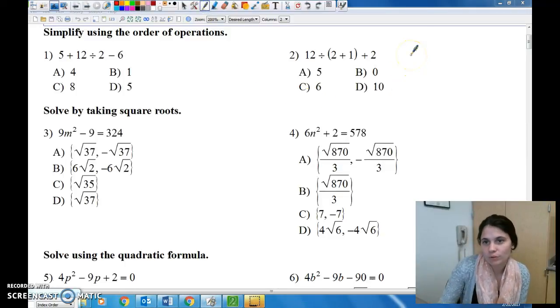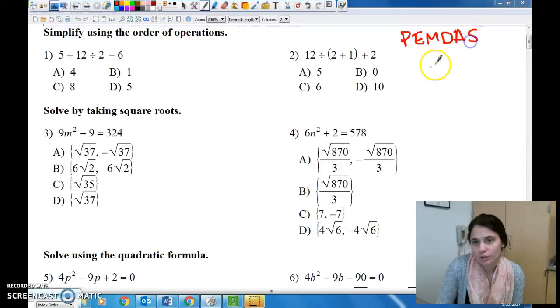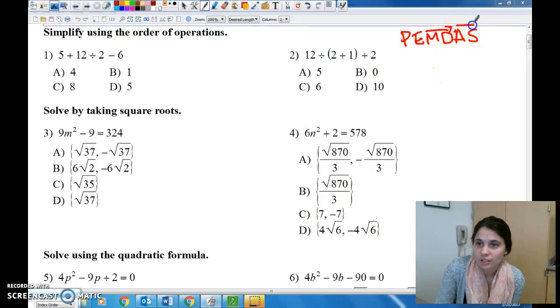As a reminder of what the order of operations is, generally we use the acronym PEMDAS. So we do parentheses or other grouping symbols, then exponents, then multiplication or division, whichever one comes first from left to right, then addition and subtraction, whichever comes first from left to right.